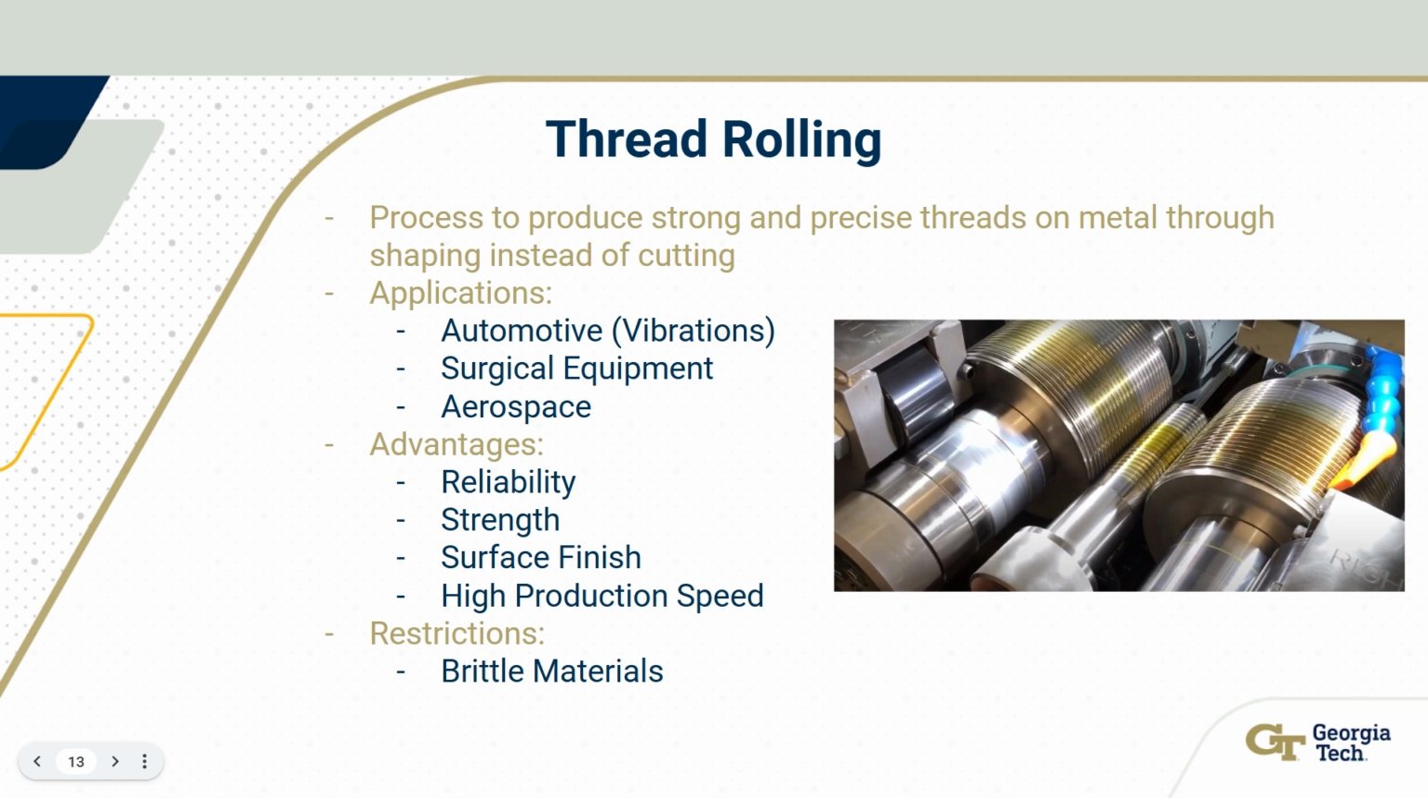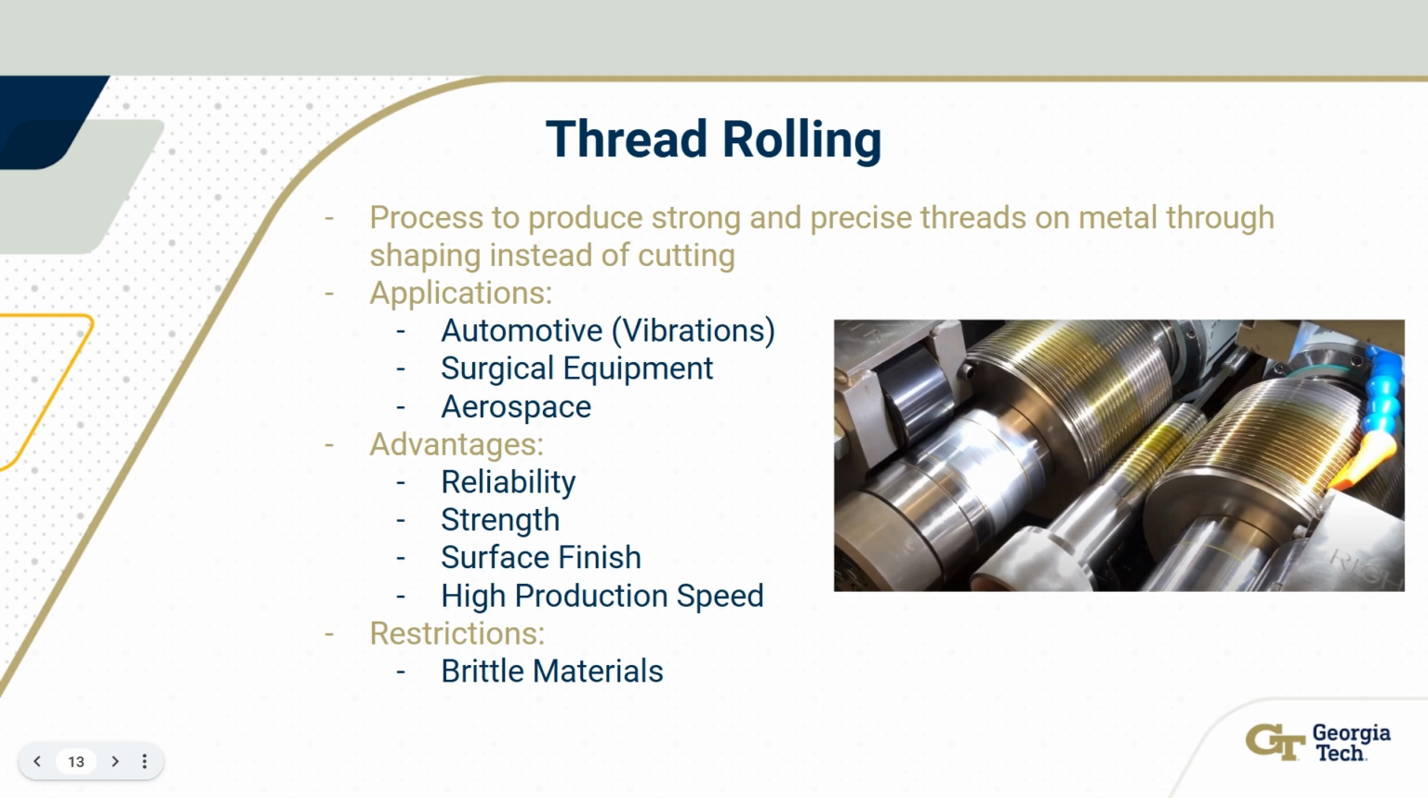And as such, these are used a lot in aerospace, obviously, for extremely strong fasteners, but also in automotive and cars near the transmission and engines because these are susceptible to high vibrations. So these threads need to be extremely strong. By rolling these threads instead of cutting, you're forming the thread, moving and deforming the material. That allows for higher reliability, a lot of strength, as I mentioned, great surface finish, and this can be used at pretty high production speeds as well.